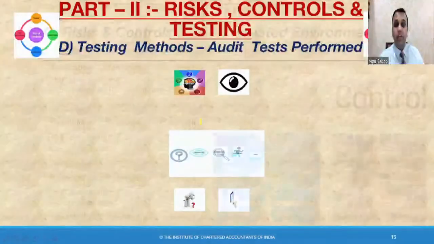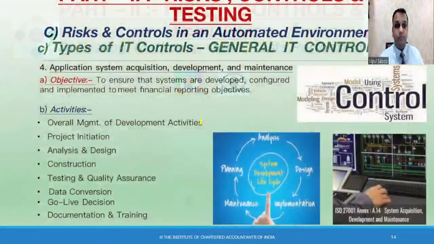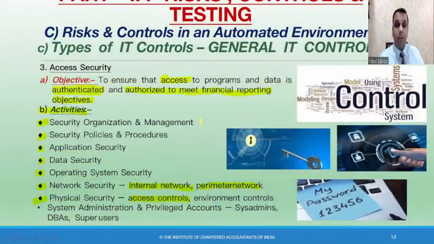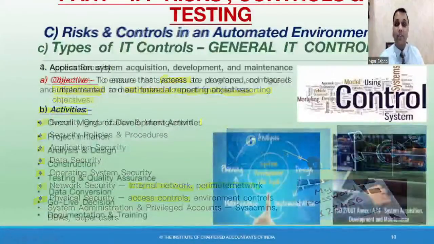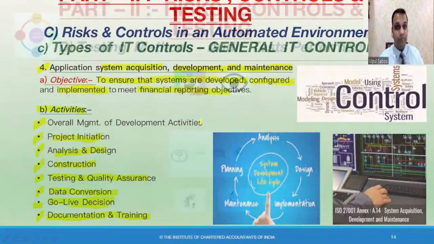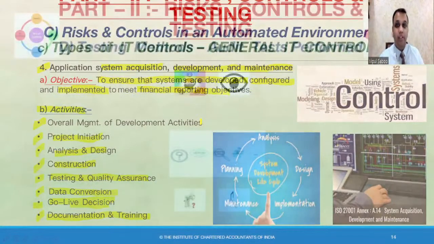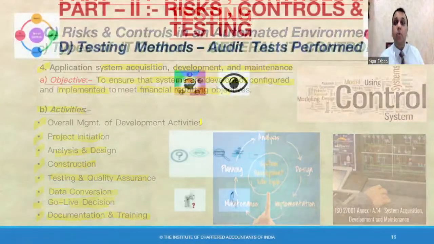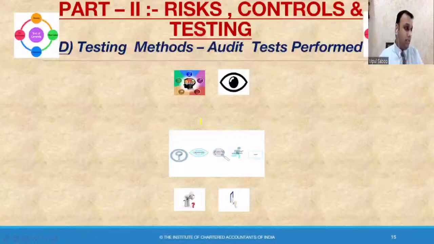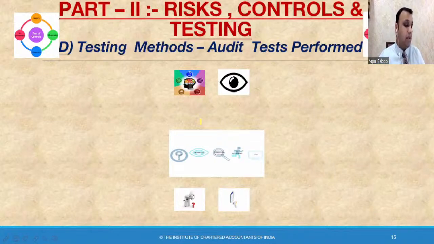So what did we do? We did data center and network operations, program change management, access security, and application system acquisition, development, and maintenance control. So, risk controls and testing. Please let me know, the last part was a bit higher or tougher. The heavy part was the last part we covered.